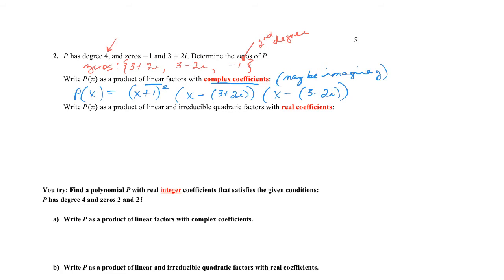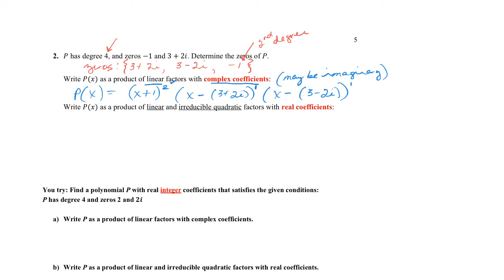Okay, so if I were to list these out individually, I'd have 4 separate factors. I'd have x plus 1 times x plus 1, x minus 3 plus 2i, x minus 3 minus 2i, and so a fourth degree polynomial. And of course, I have a fourth degree polynomial here because this is 2. These are both to the first degree. So if I add up all the degrees, they total 4.